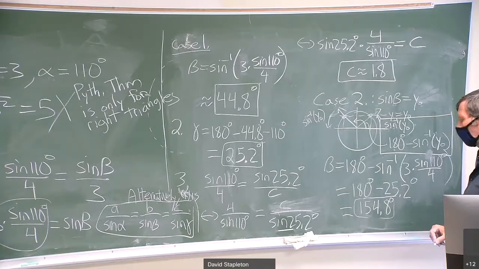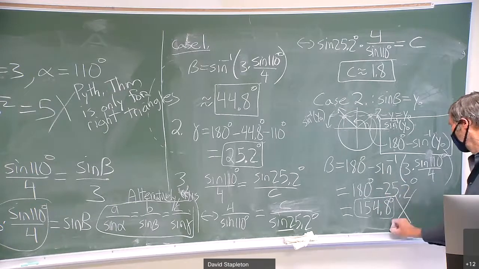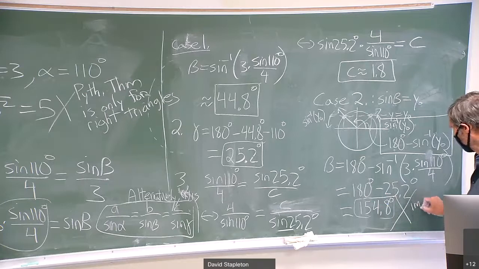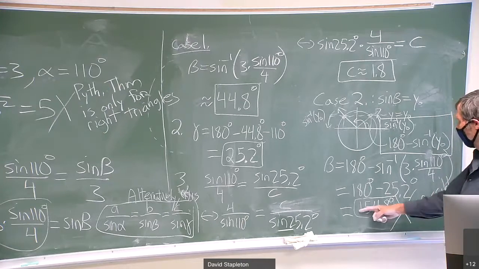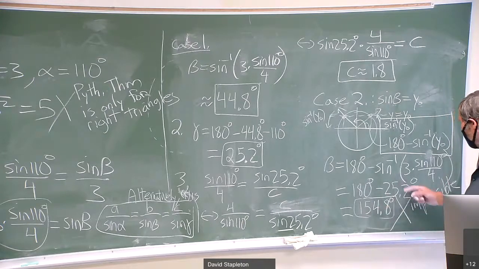Now what do we know? This is impossible. So how do we know it's impossible? We already have an angle, it's 110 degrees. If we add 154, we get more than 180 degrees total, right?